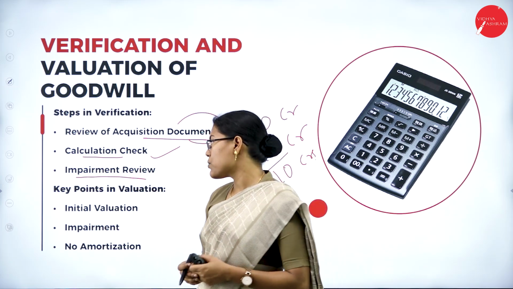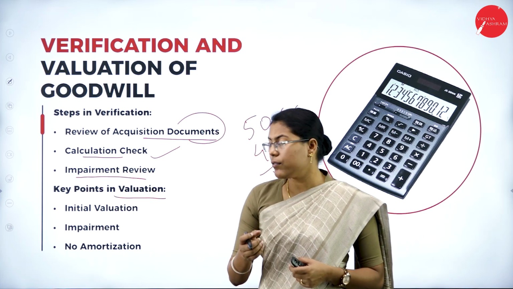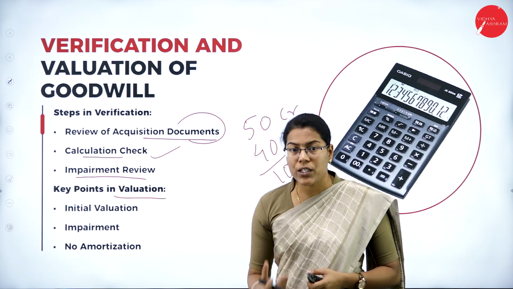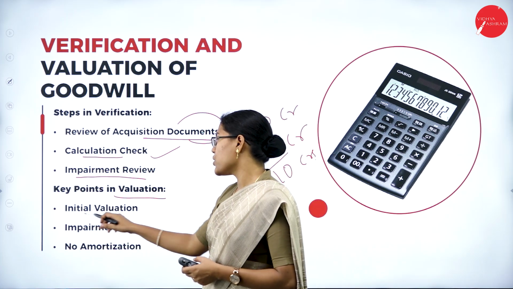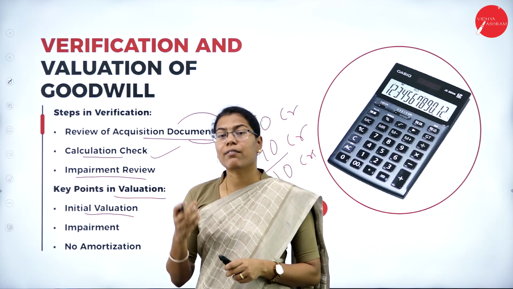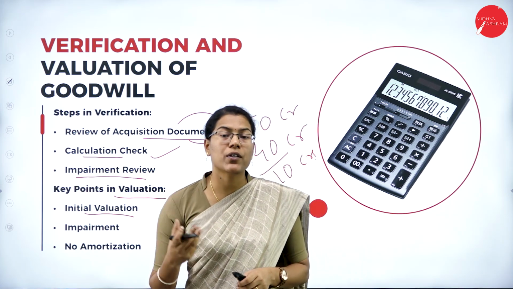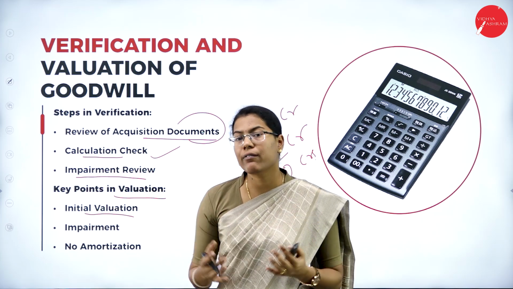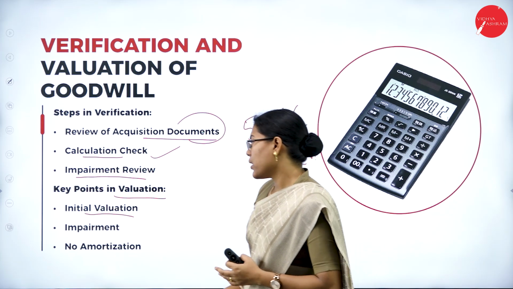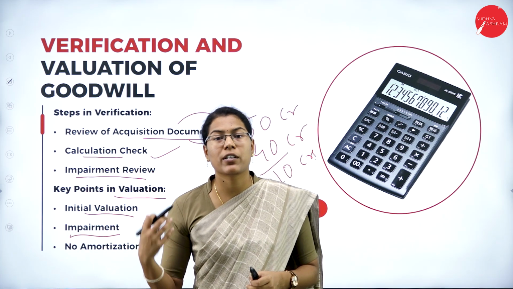Then when it comes to the valuation, valuation is again the calculation of goodwill. So in the calculation of goodwill, the auditor has to ensure what was the initial valuation that was done for the goodwill. Goodwill is initially valued at the time of acquisition, that is the excess purchase consideration over the fair value of the net assets of the company. Then the auditor has to check for the impairment, whether the value of the goodwill has been written down or not.